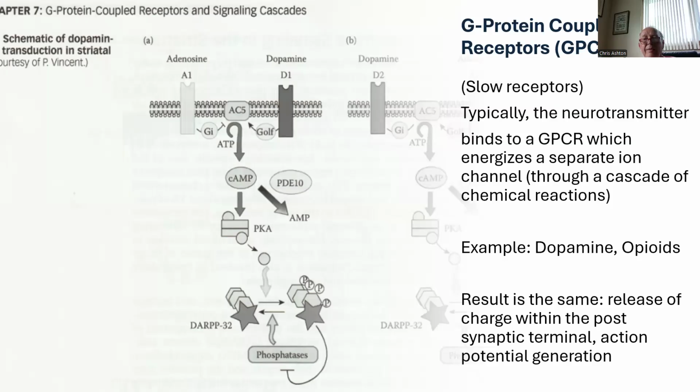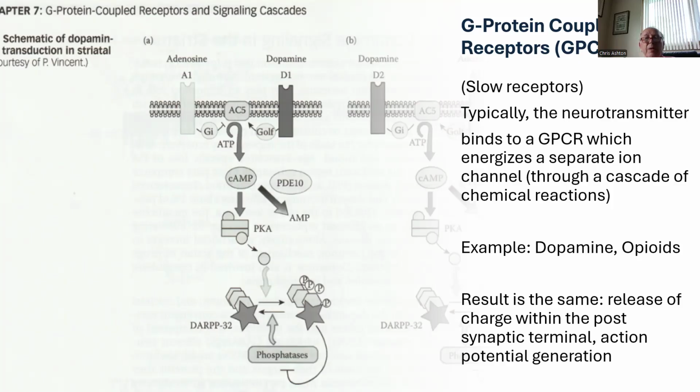And if one wants to spend the next 6 months drilling down into the really complex looking situation called G protein coupled receptors, GPCRs, these are considered slow receptors, and it's comparative. It's a 6 millisecond versus a 1.